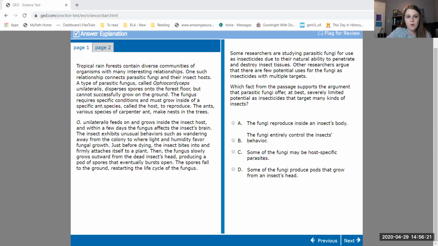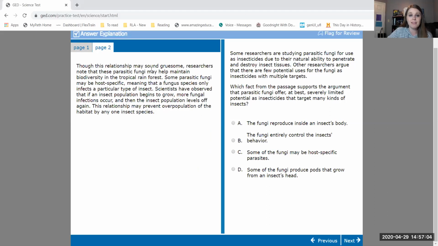Okay, so it only works for a specific ant species. That's interesting. Unilateralis, whatever, feeds on and grows inside the insect host, and within a few days, the fungus affects the insect's brain. The insect exhibits unusual behaviors, such as wandering away from the colony to where light and humidity favor fungal growth. Just before dying, the insect bites into and firmly attaches itself to a plant. Then, the fungus slowly grows outward from the dead insect's head, producing a pod of spores that eventually bursts open. The spores fall to the ground, restarting the life cycle of the fungus. Now remember, we're not done. Let's check out page 2.